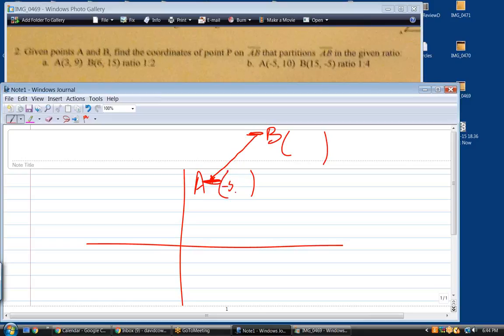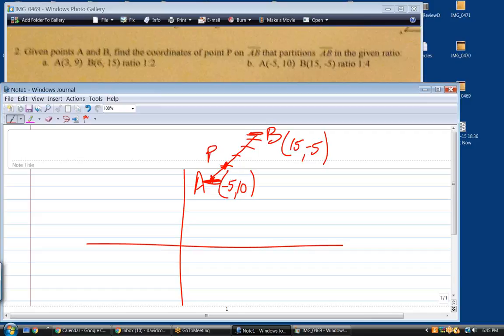So if this is minus 5 comma 10, and this is 15 comma minus 5, I know I don't have them graphed properly, but that's really neither here nor there. In other words, it doesn't matter if I have A in the right spot. A is actually somewhere over here, but I don't care. I know I have to divide this thing up into 5 equal pieces. 1, 2, 3, 4, 5.